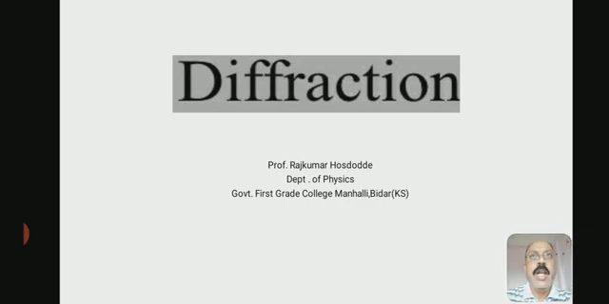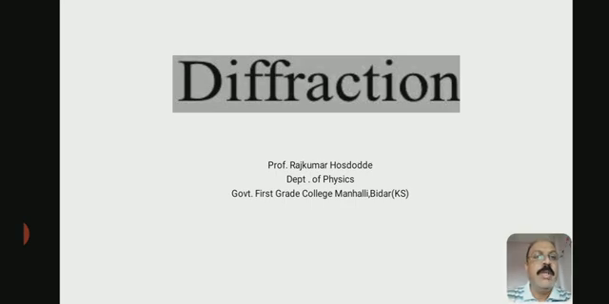Already in the last topic, we discussed interference. What is meant by interference? When two waves are superposed in a region, dark and bright fringes are obtained. There is a change in the intensity of the light. That phenomenon is called the interference of light.